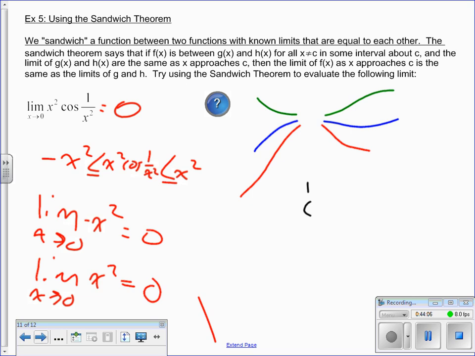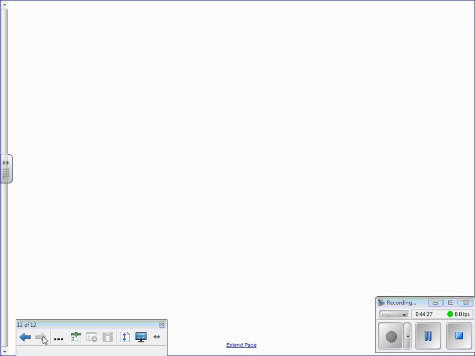But I do believe if you graph x squared cosine 1 over x squared, you're going to get something really nasty looking right around 0. If you're farther away, it's not so bad, but right around 0, it's a big deal. Okay. And I do believe, yep, that's it.